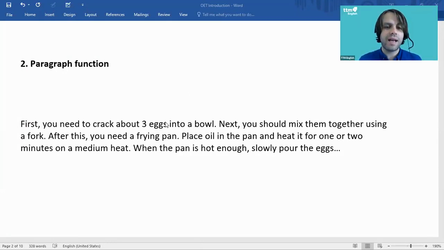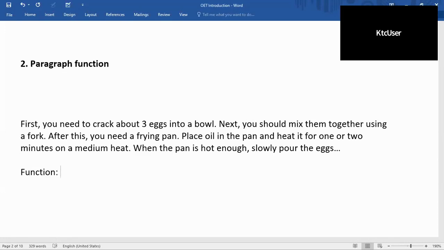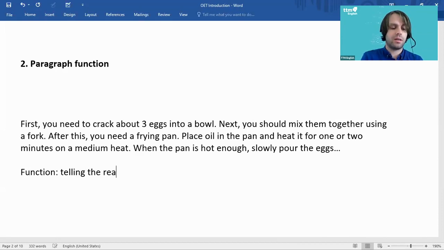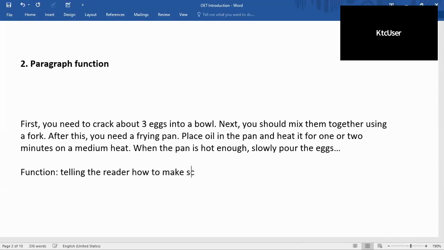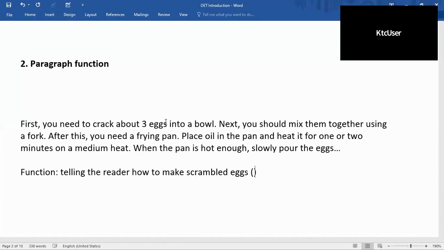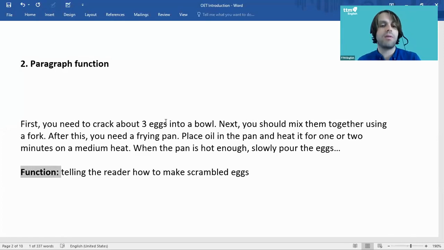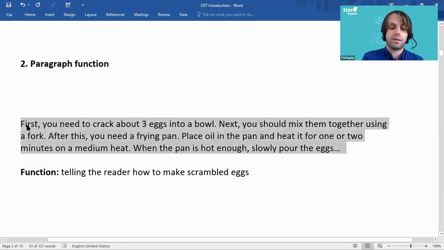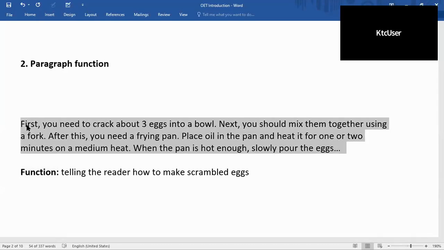First, you crack about 3 eggs into a bowl. Next, you mix them together. What's the function of that? It tells the reader how to make scrambled eggs. Yeah, and I'm glad that you know this is scrambled eggs because not many people would know that. Is this something like a recipe, maybe? Yes, a recipe. But I'll just leave it like that, just to keep this clearer, right? So the function of a paragraph like this is to tell the reader how to make scrambled eggs.